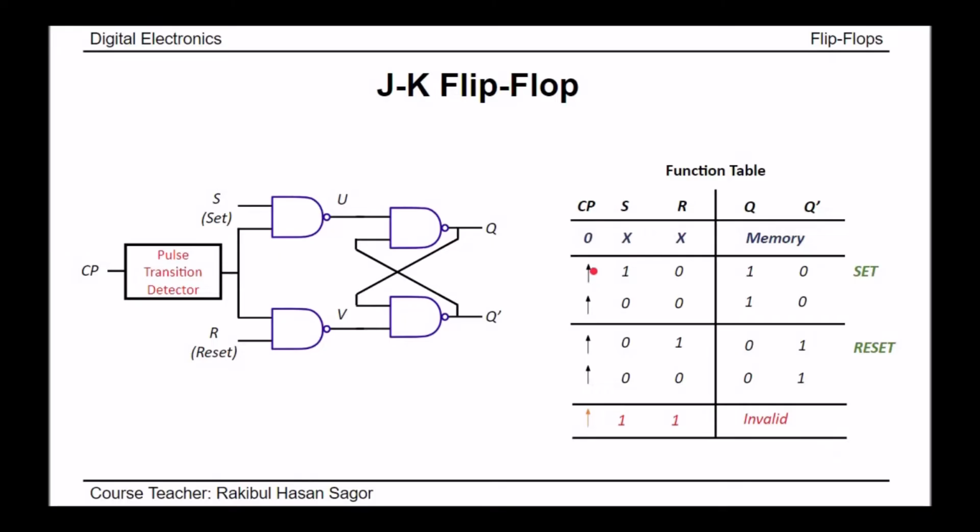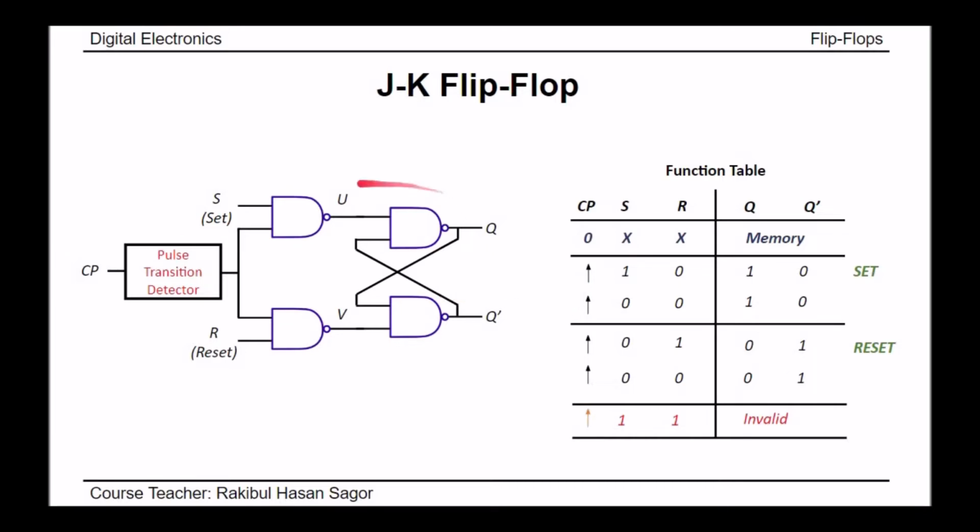So when the clock pulse goes from 0 to 1, at that moment the output state is changed. The function table is the same as the previous case except for this clock pulse triggering. In the previous case, if the clock pulse value is 1, then the output state changes, but here when the clock pulse triggers, the output state changes.